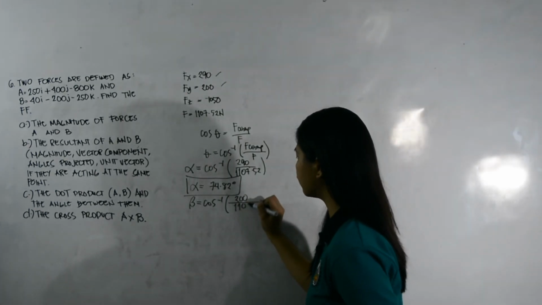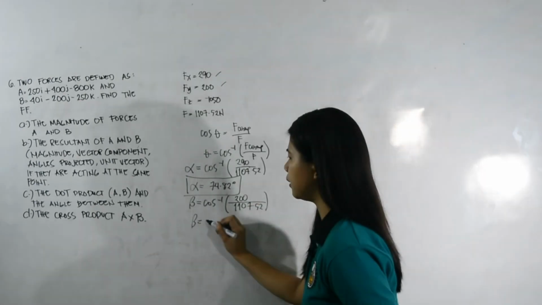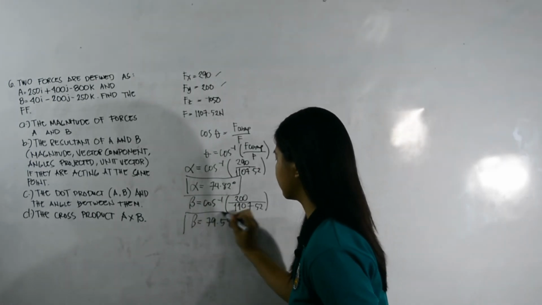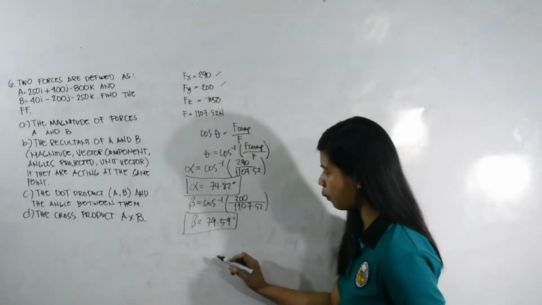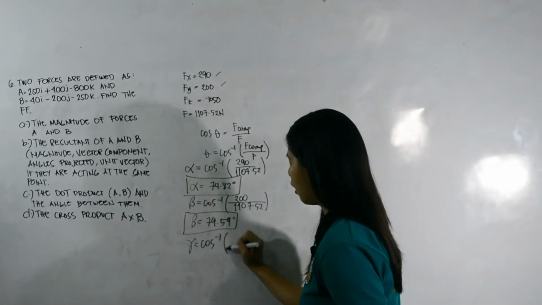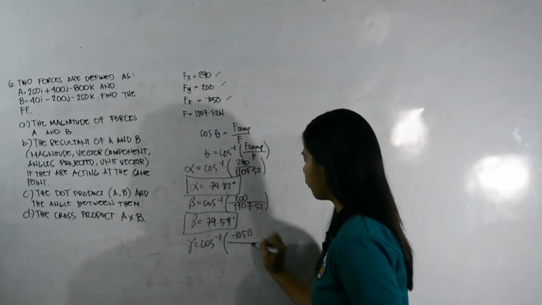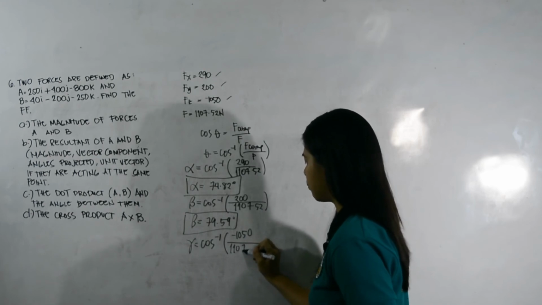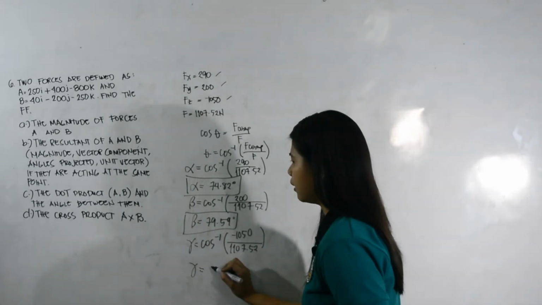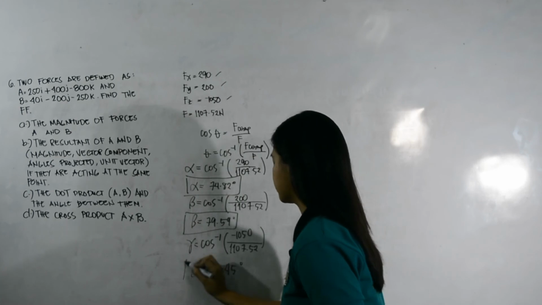For our beta, we have arc cosine of Fy, which is 200, over 1107.52. And our beta will be 79.59 degrees. And lastly, for our gamma, we have arc cosine of Fz, which is negative 1050 over 1107.52. And our gamma will be 161.45 degrees.